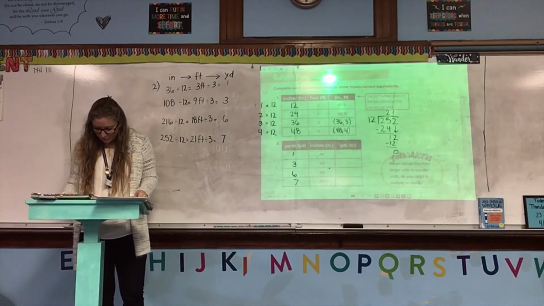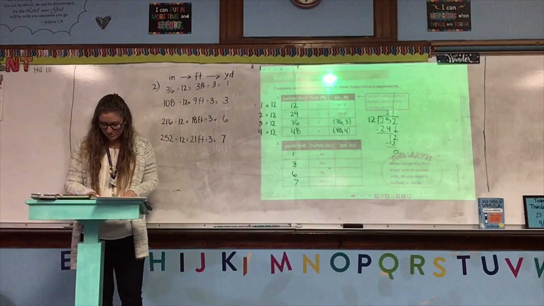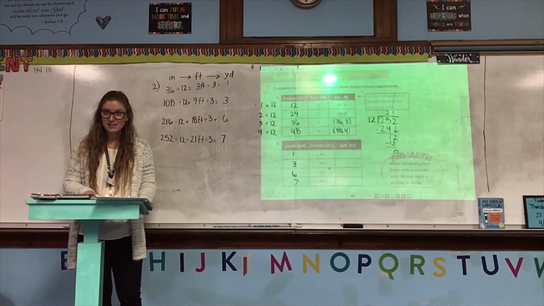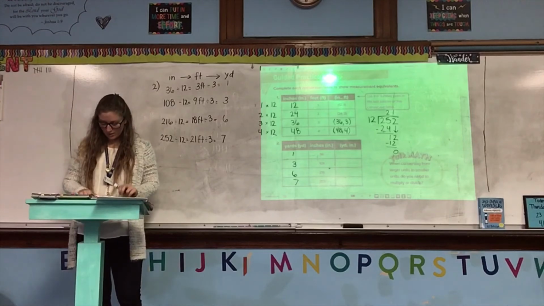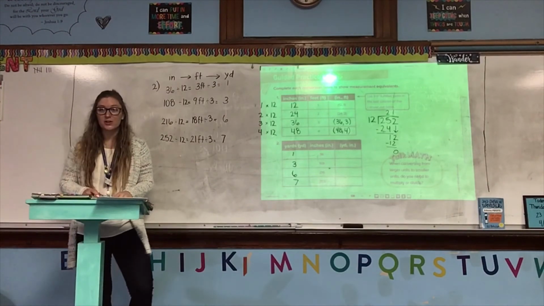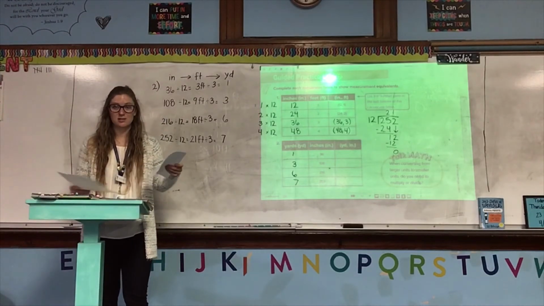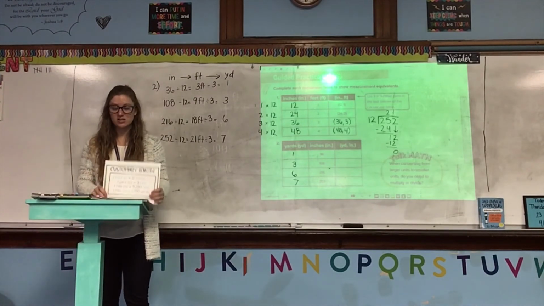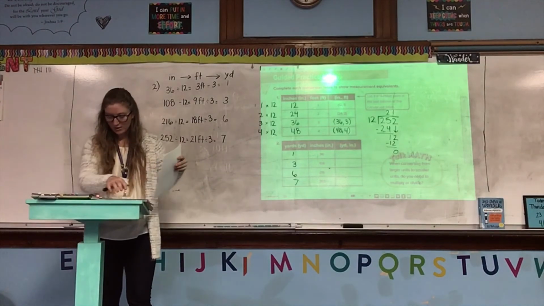Okay, numbers 7 through 9 are like examples 1 and 2. So numbers 3 and 6 are like the guided practice number 1 and 2. 7 through 9 are like example 1 and 2. 10 through 13, you will find the answers by looking at your conversion chart.